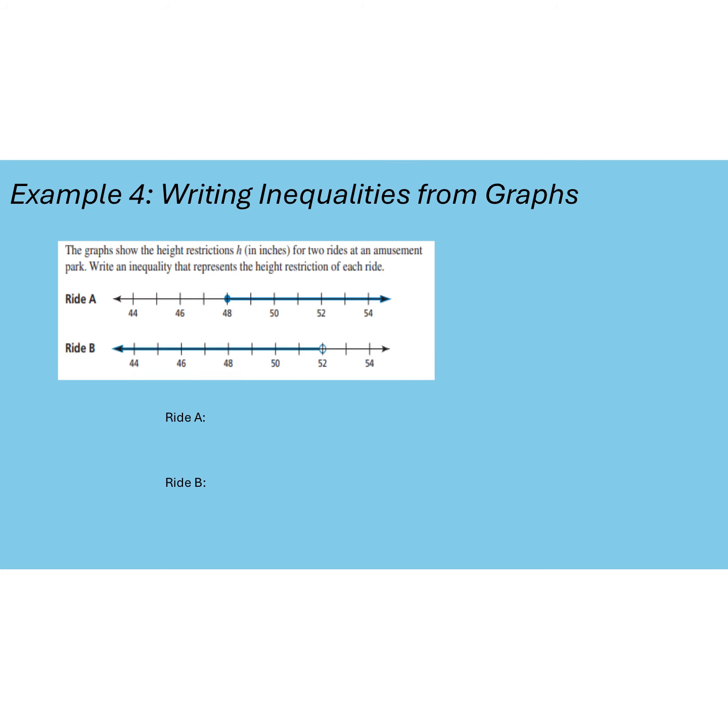The next slide says we're going to write the inequality from the graphs. The graph shows the height restriction, which is h in inches, for 2 rides at an amusement park. Write an inequality that represents the height restriction of each ride. Okay, ride A. The thing I like to do most is first I start with my variable. Why? Because when I'm going to graph, I don't have to think about where I have to flip it or not. It's going to be easier for me to just visualize it, right?